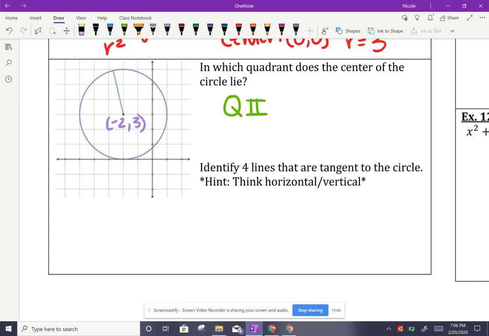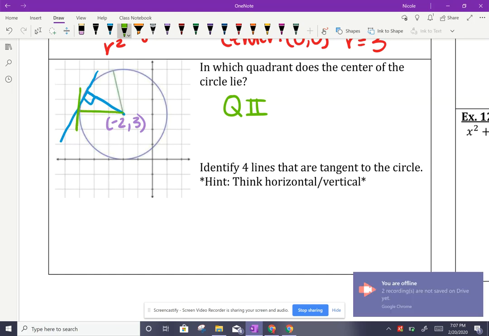Now, I want to identify 4 lines that are tangent to the circle. Now, there are an endless amount of lines that are tangent to the circle. Remember, a tangent is a line that rushes right up against the side of your circle, doesn't actually break in. You can do this all the way around the circle, in multiple places I can go. Again, this is going to be tangent.